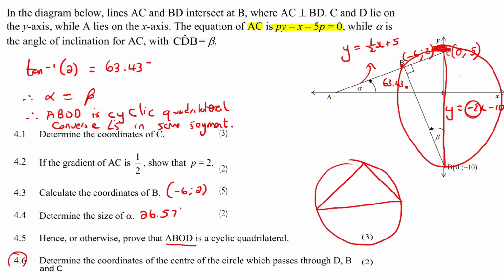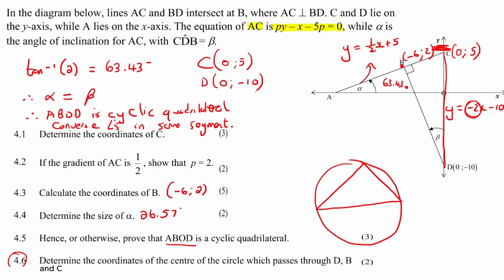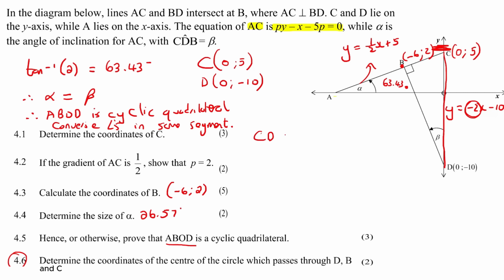Easy as that. So C's coordinates are 0, 5, and D's coordinates are 0, -10. Okay, but let's also just tell them that we understand that CD is a diameter. So let's just say CD is diameter as it subtends angle CBD, which is 90 degrees.